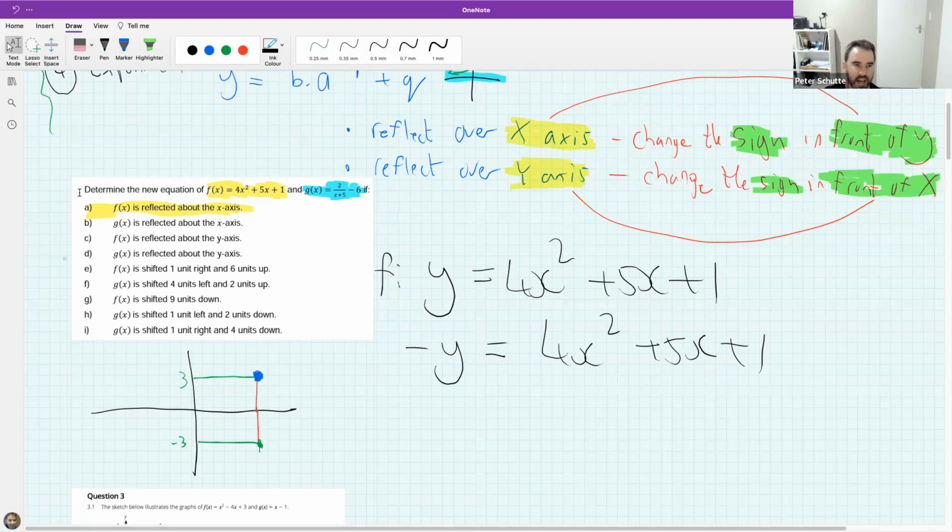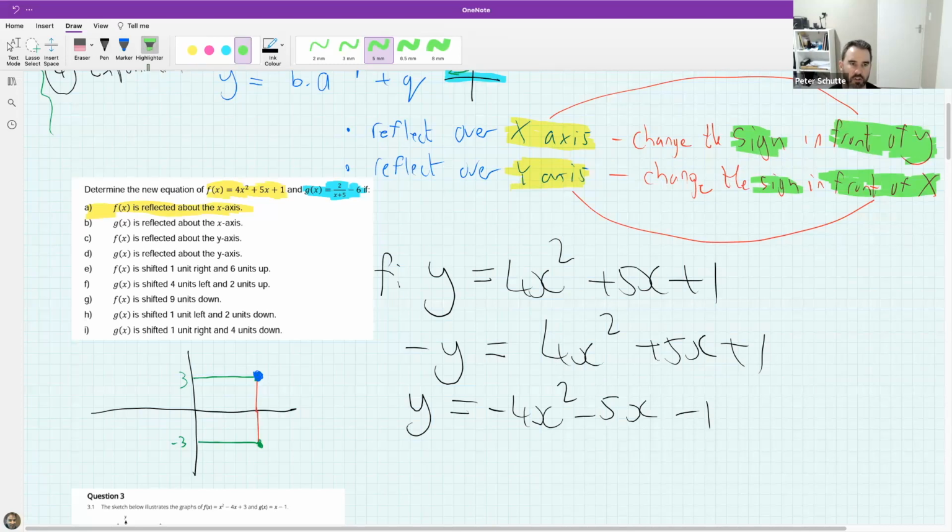Okay, perfect. Now to get y by itself, I multiply both sides by -1. And I get minus 4x squared minus 5x minus 1. And so that is the f of x reflected over the x-axis.